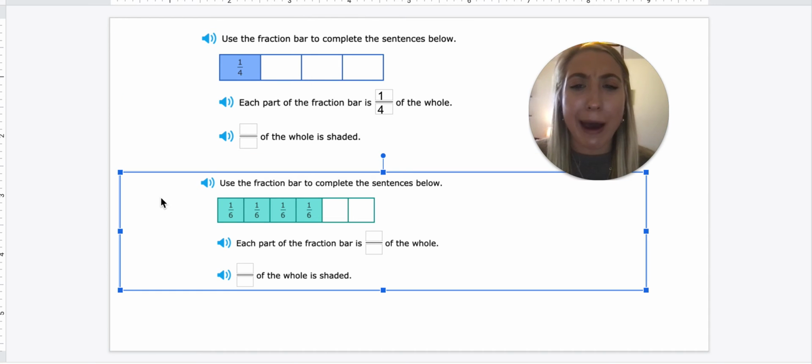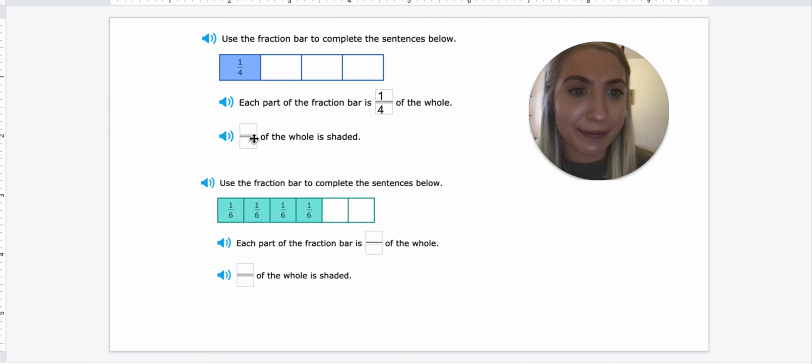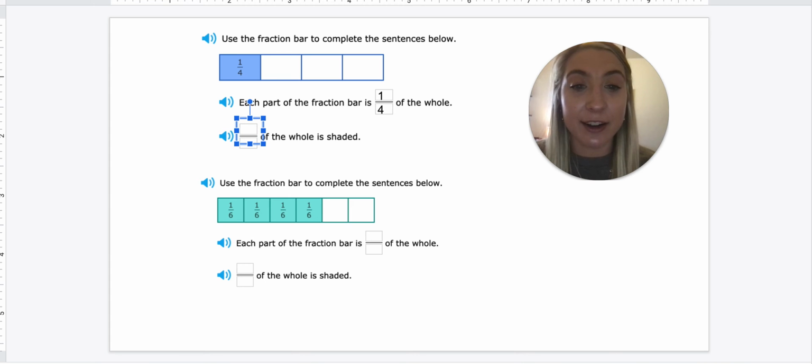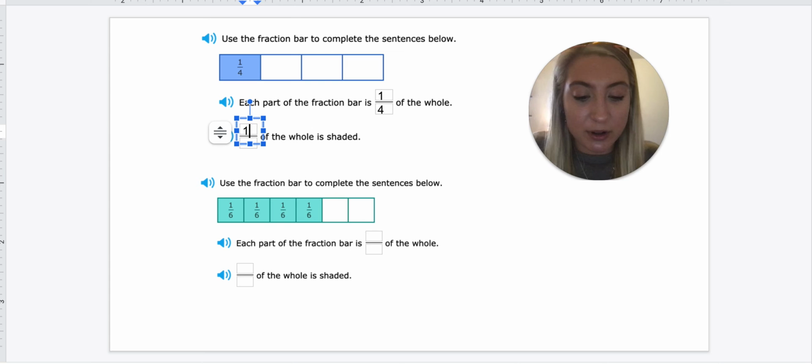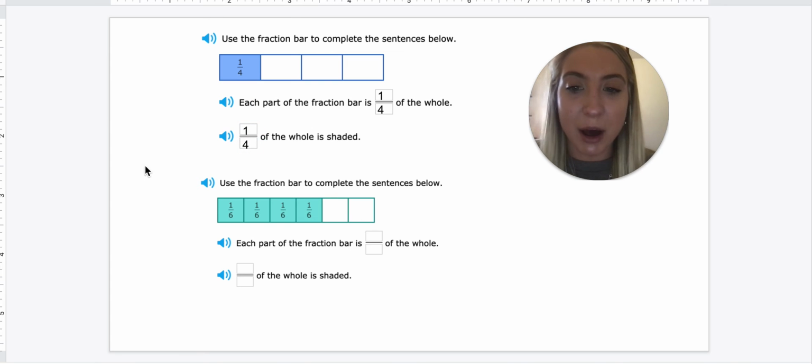But now we want to know how much is shaded. And I see we only have 1 square shaded, so only 1/4 of our fraction bar is shaded. So I'd write this as a 1 at the top and then a 4 at the bottom. So 1/4 is shaded.